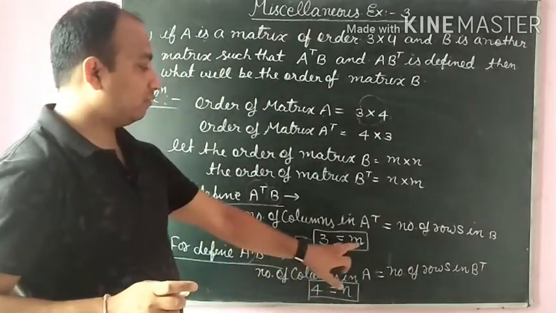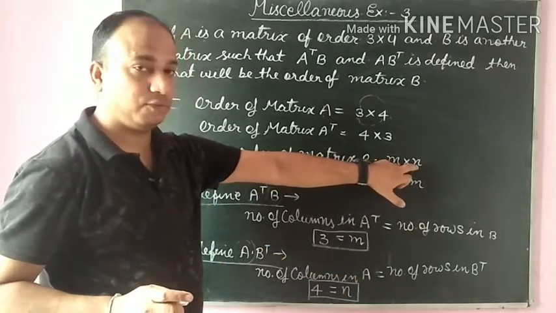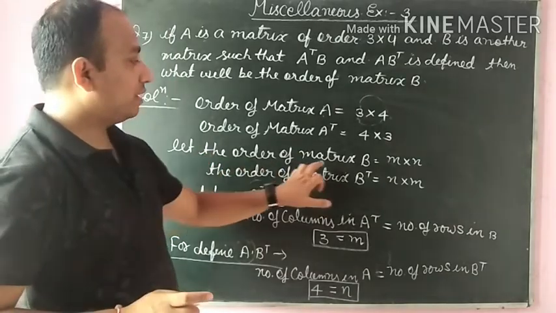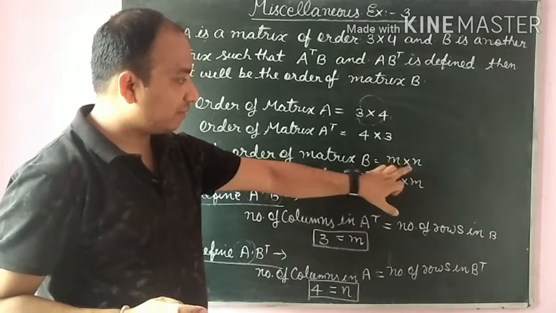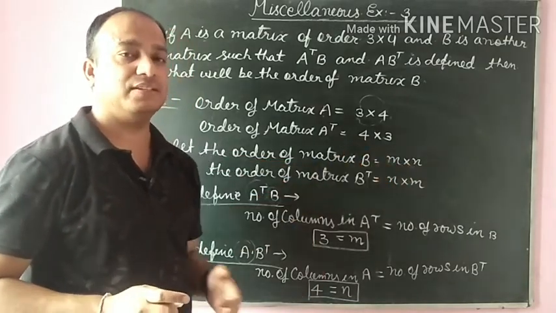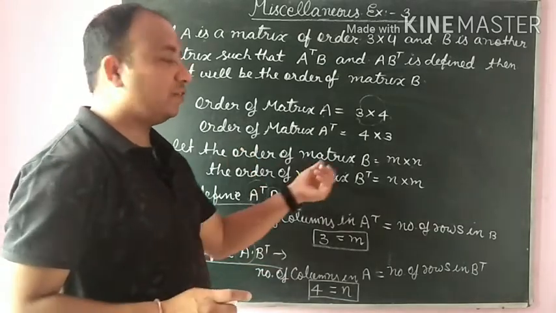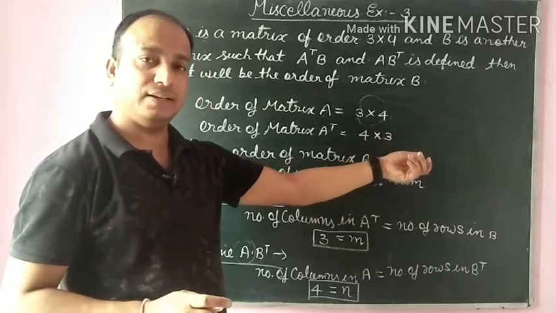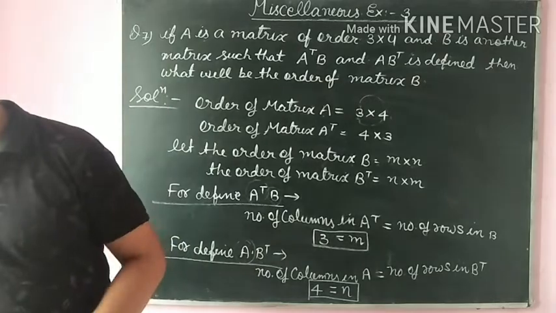Then we get the value of m as 3 and the value of n as 4. Putting the values in this equation, the order of matrix B equals m by n, where m is 3 and n is 4. Then the order of matrix B will be 3 by 4. So the last answer we can write: the order of matrix B equals 3 by 4. Clear? Absolutely simple. Now the next question.